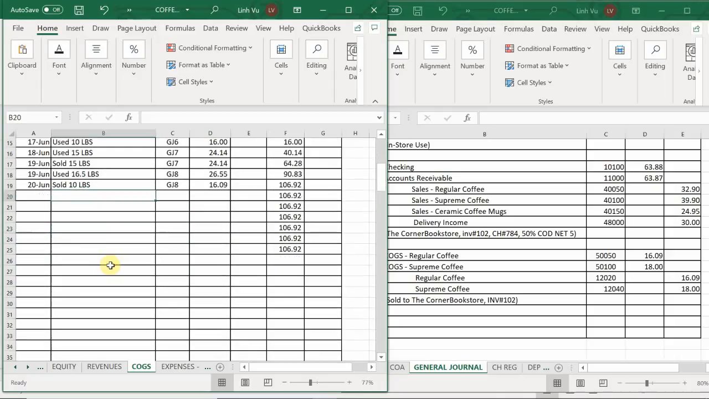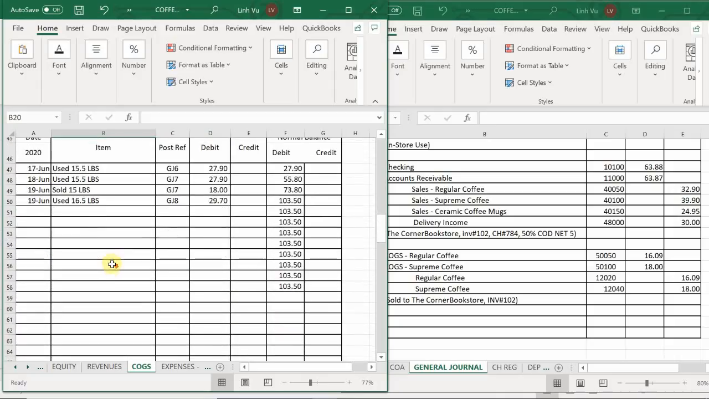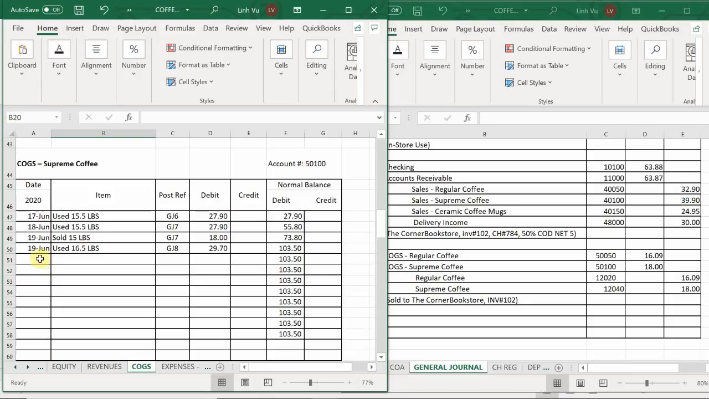Okay. So now we also have to do the cost of goods sold for our Supreme coffee, and that'll be June 20th. How many pounds did we sell? 10. Good. The 8. We're going to debit $18. Yes, good. $18. That's correct.